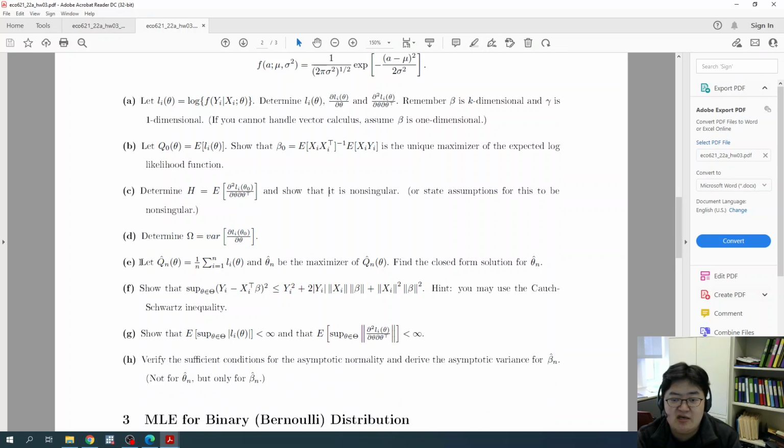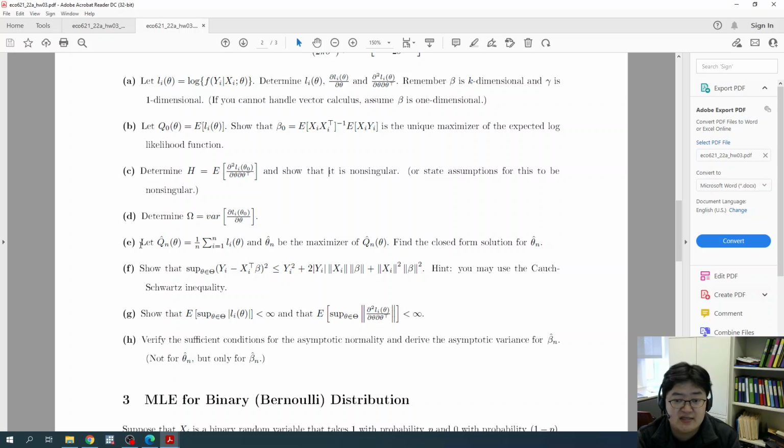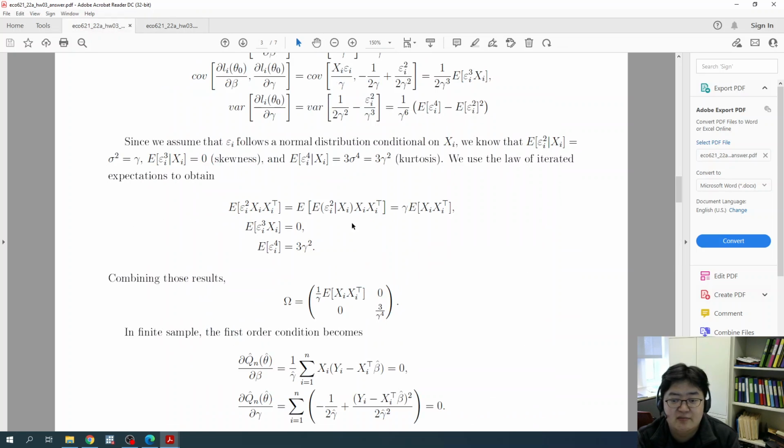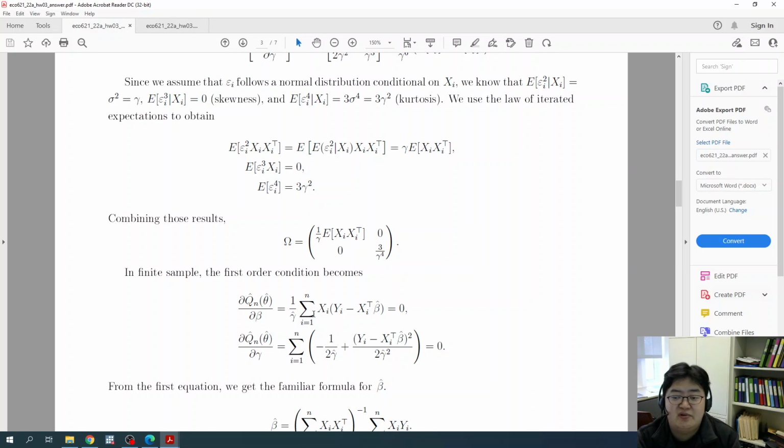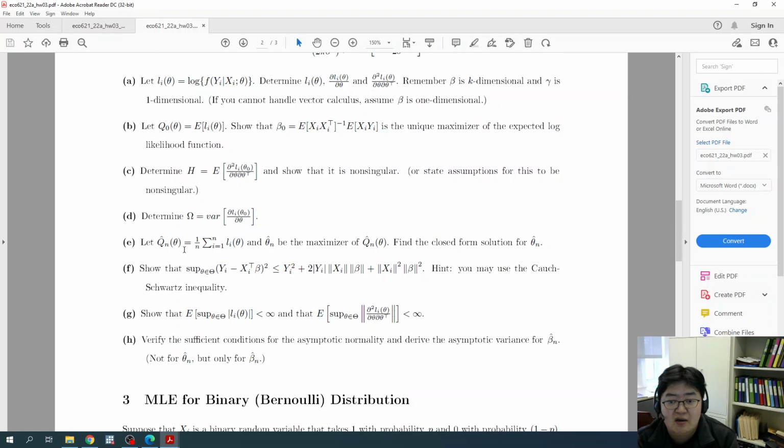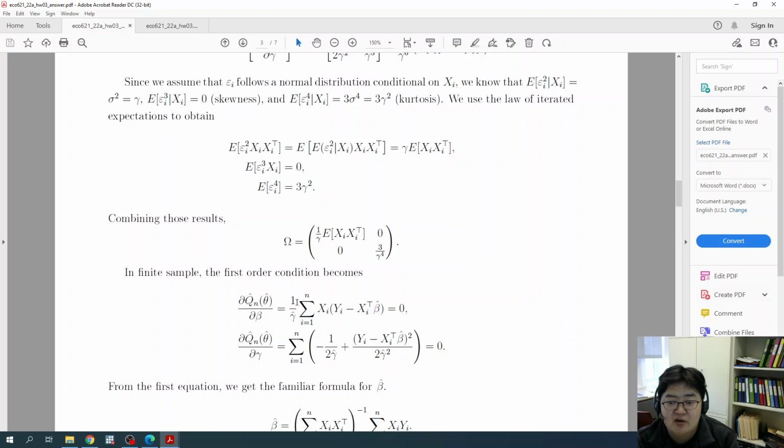Now, part E is to calculate in the finite sample. In the finite sample, we replace the expectation with the finite sample average. The sample average can be written in this way. Let me see, 1 over n. There must be 1 over n here, but I forgot to write that down. It does not change the result.